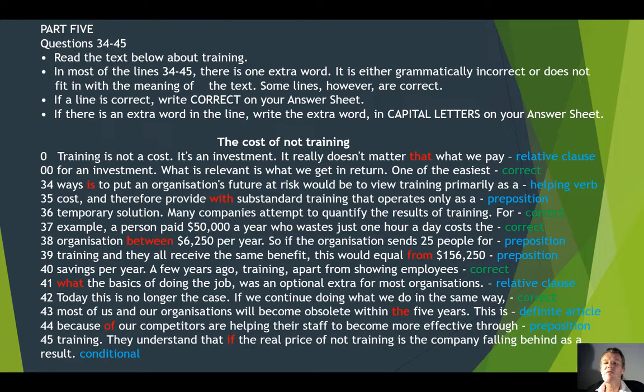And this is the same for 39. So 39 we've got from. Now, if I said from $156,250 to $200,000, it would be correct. From somewhere to somewhere. But we only have the $156,250. There's no to another figure. So from must be wrong.